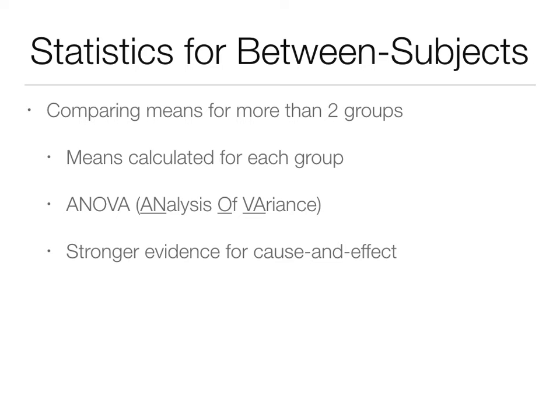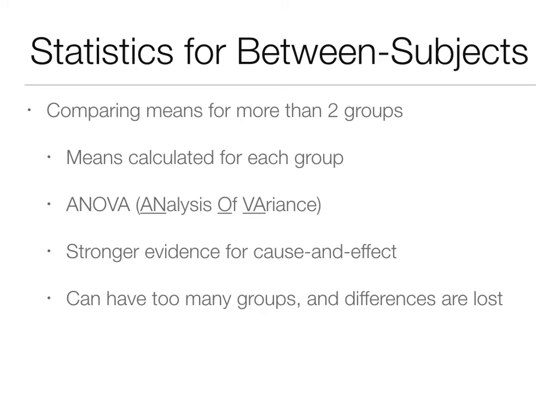This is stronger evidence for cause and effect because we gave you half as much and we saw half an effect. We gave you twice as much and we saw twice the effect. Again, you're getting stronger evidence here. Now we can really dilute these. We can pull these out too much and have too many groups and really lose our differences.